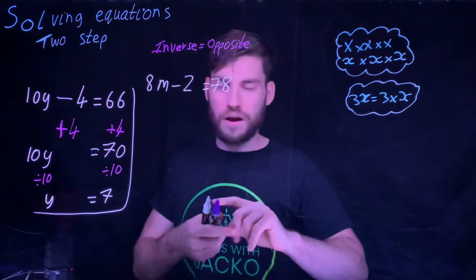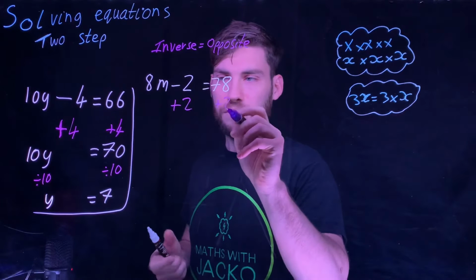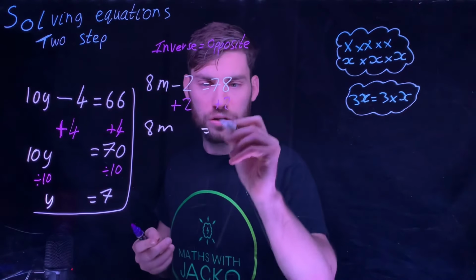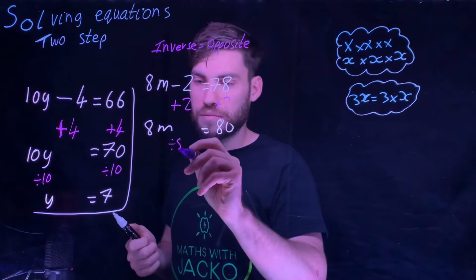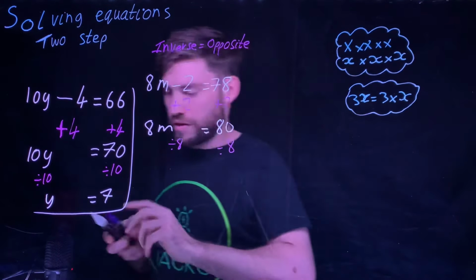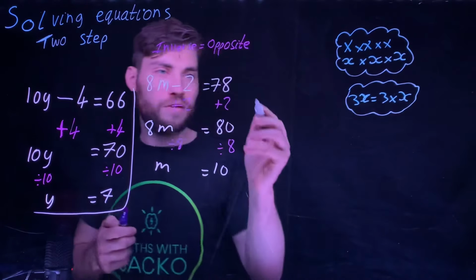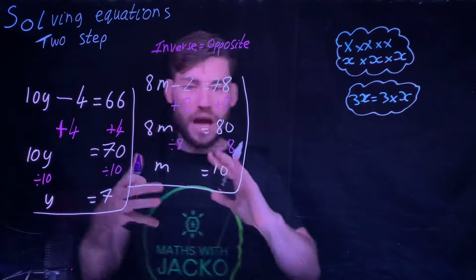How'd it go? Right, the inverse of subtracting 2 is adding 2. So then we're left with 8m equals 80. The inverse of multiplying by 8 is dividing by 8. So then m equals 10. Hope you like my running commentary. There you go. If you're getting this, fantastic.